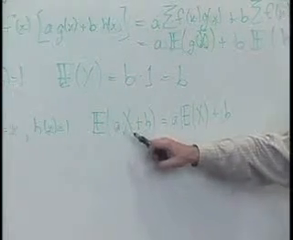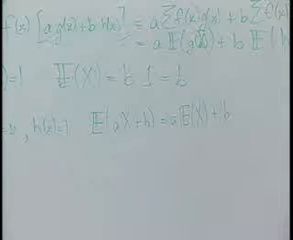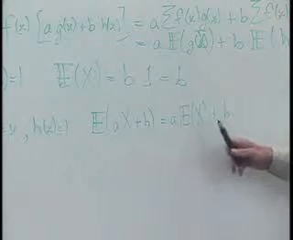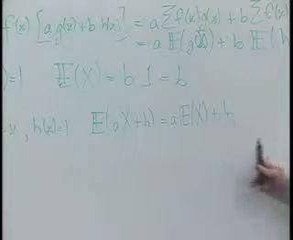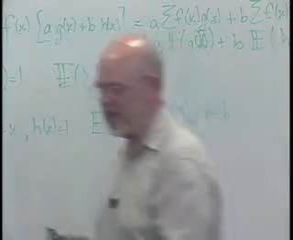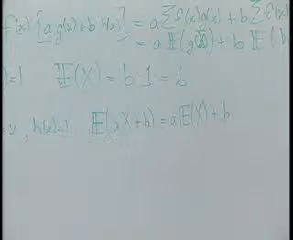So this says, in the special case where you have a linear function of a random variable, all you have to do is take this coefficient times its expectation and then add on the constant B. It's hard to see how anything else could have been true, but now we prove it.